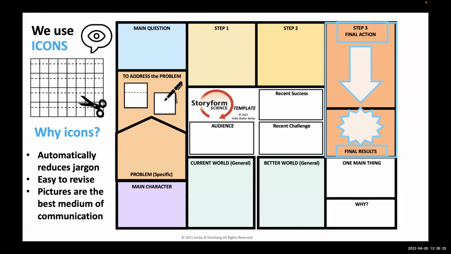And last but not least, pictures are the best medium of communication. And what I mean by that is the best way to teach someone something, to get them to learn, is to get a picture in their head, to form some image in their head. And the best way to get that image in your head is to build it with icons.